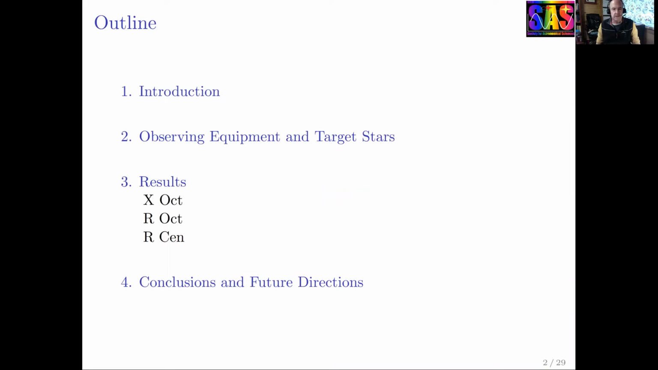There'll be a very brief introduction, a fairly brief discussion of the observing equipment and target stars. And I want to spend most of the time on the results: X Octantis, R Octantis and R Centauri. After that, I will wrap up.